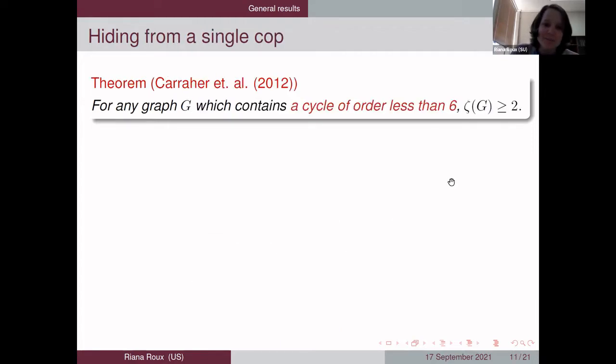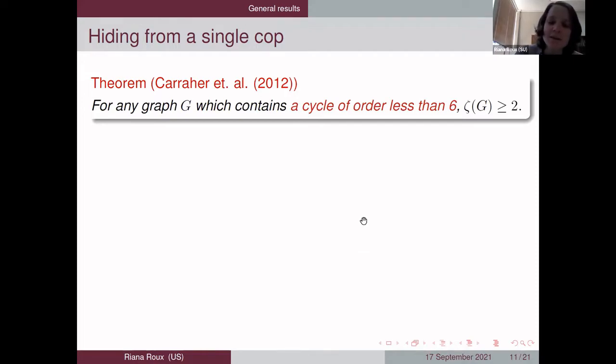We can show that a robber can hide from a cop if there are small cycles, which means that the robber can run in circles and then continually evade the cop. So this theorem says that if we have a cycle of less than 6, then a single cop will never win. We need at least 2 cops.